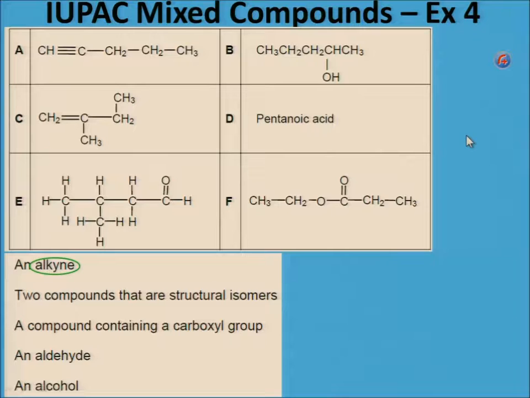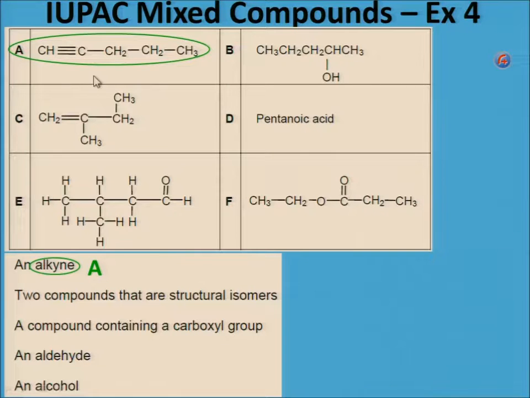Example 4. Here again, you have to identify these molecules from the table above. Now the first one, we want an alkyne. Alkyne means triple bond. So let's see. Number A, it's got a triple bond, so the answer must be A. Now you have to identify 2 compounds that are structural isomers of each other. What does structural isomers mean again? They need to have the same molecular formula, therefore the same amount of carbons, the same amount of hydrogens and the same amount of oxygens.